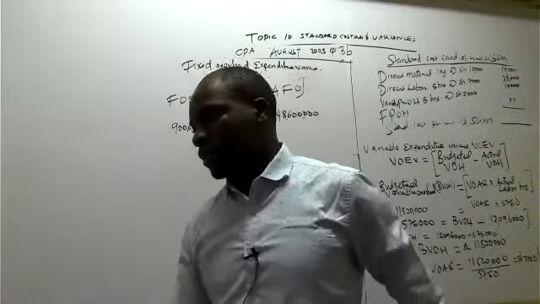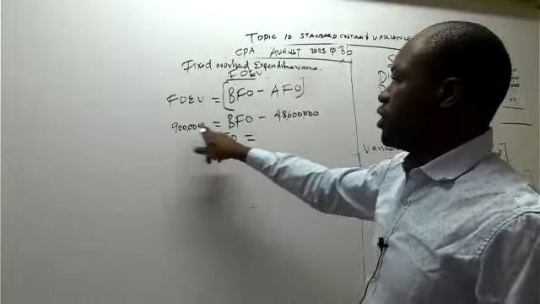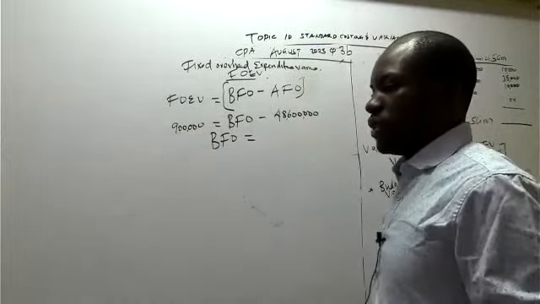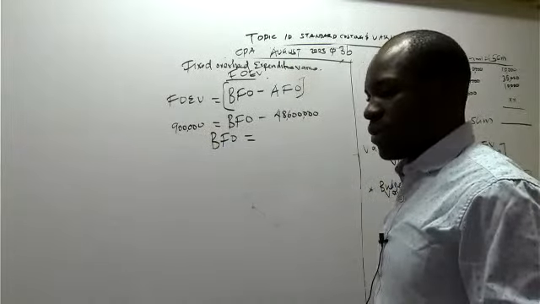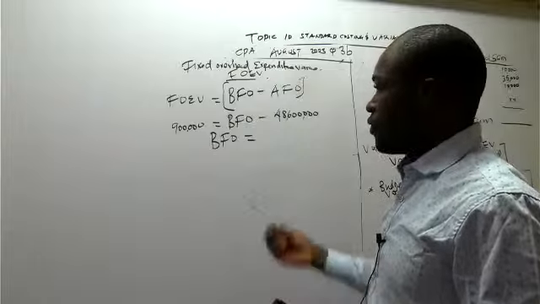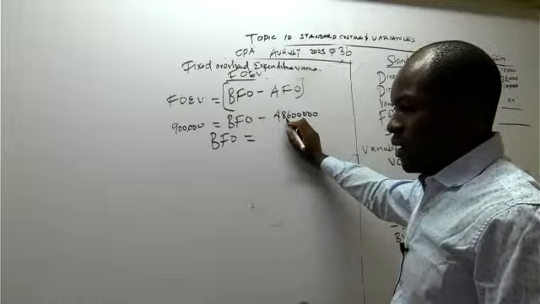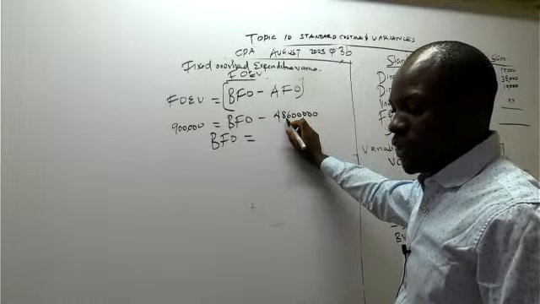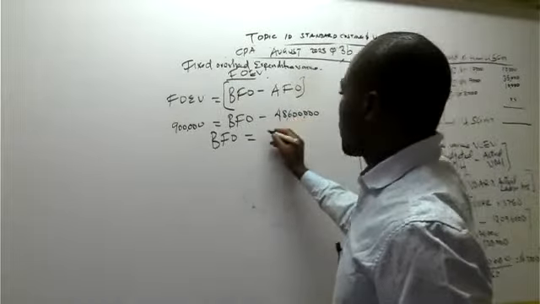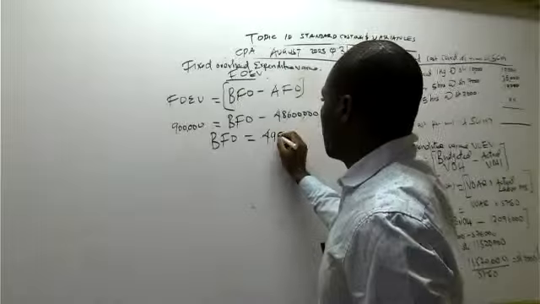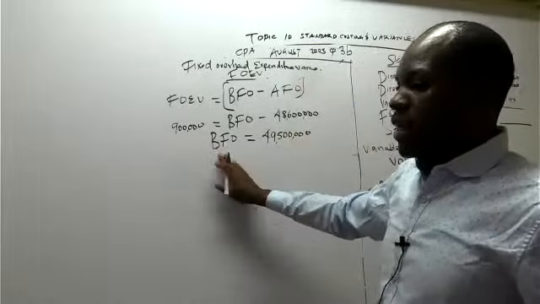We add. Hii ni negative, ikikuja huku inakuwa positive. So this one here plus 900,000, tunapata ngapi? It must be more than 48,600,000. Ukipata anything less than this, umekosea. So it is 49,500,000. Budgeted fixed overhead.